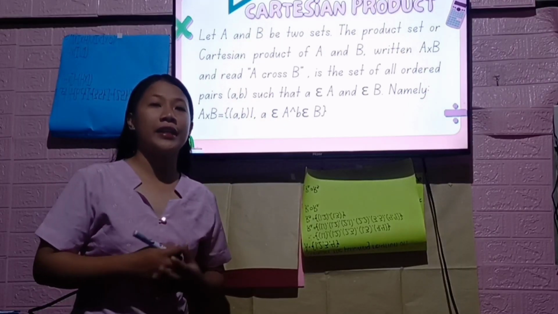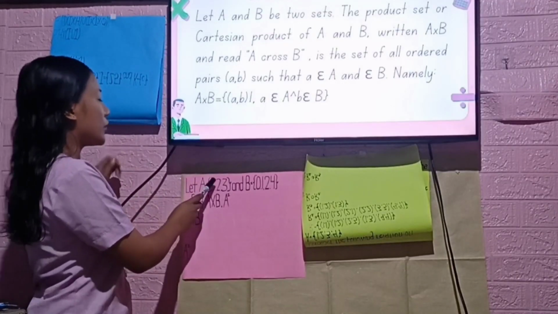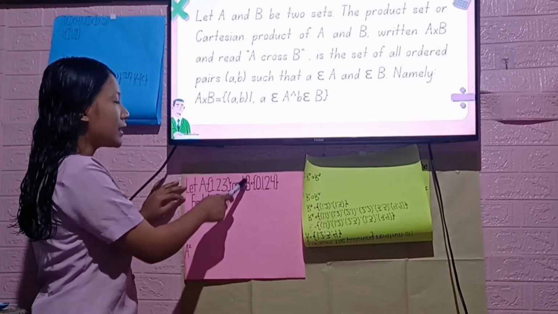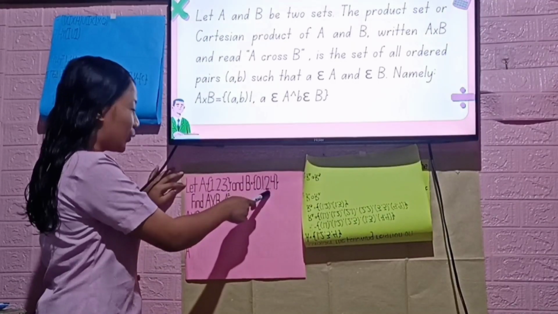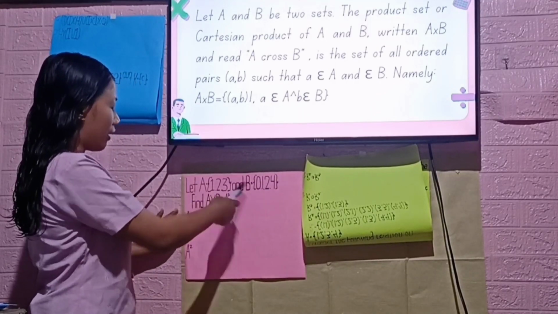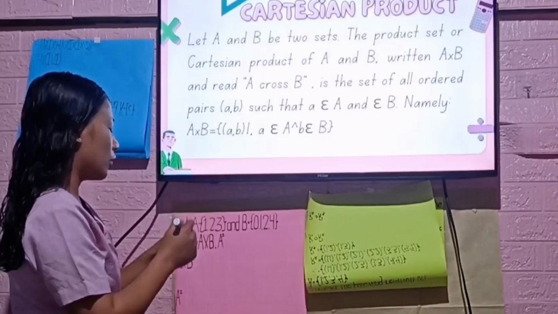So let's have an example. Let A be a set which consists of the elements 1, 2, 3, and B be a set which consists of the elements 0, 1, 2, 4. Find A cross B and A squared. So now we have to find A cross B. So let's answer.